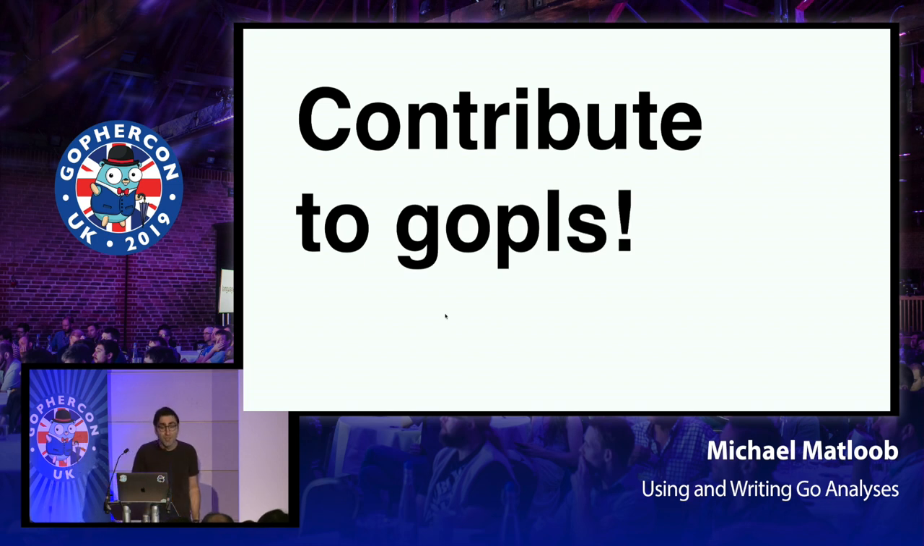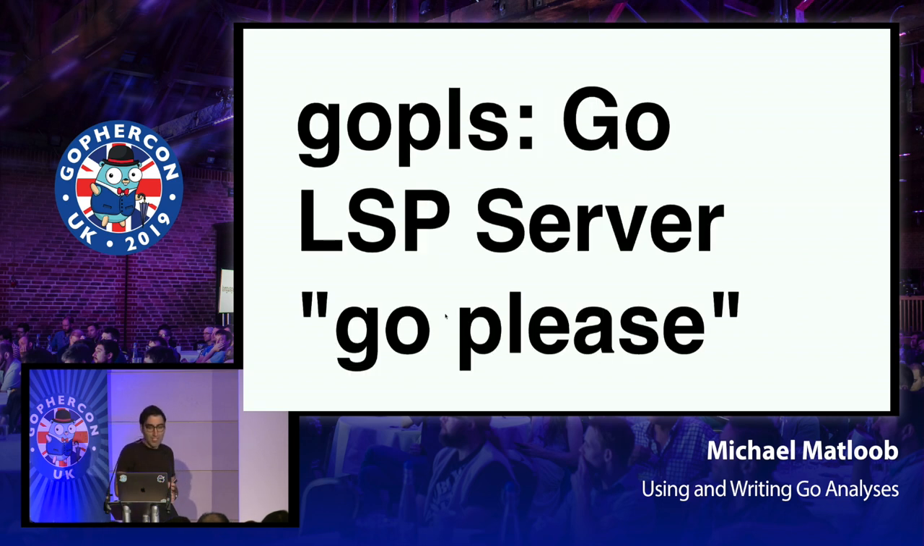Next thing you can do is you can contribute to Go Please. So Go Please is a project that we've been working on in the Go team. It is a language server protocol server for Go. So what this does is provide smartness for your various editors. So it provides auto completion, jump to definition, and all of that stuff, and it provides analyses. So it is what provides to your editor those yellow squigglies that you saw that show that there are issues with your code.